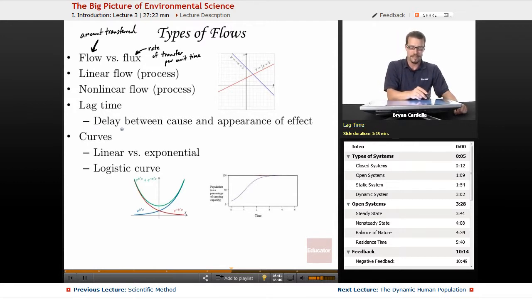Lag time: delay between cause and appearance of an effect. So lag time could be something like this.